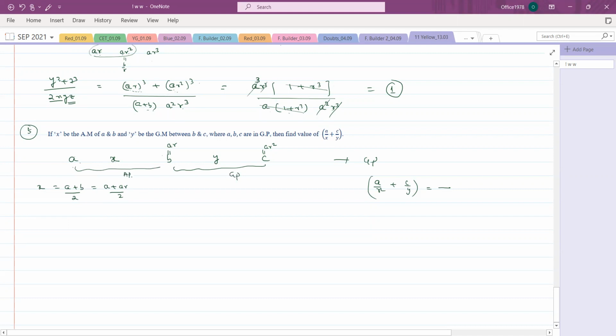These three are in GP and these two in AP. Y is the geometric mean of B and C. So Y is equal to what? Root BC, or Y square you can write A square R cube. Correct? Then A upon X plus C upon Y.